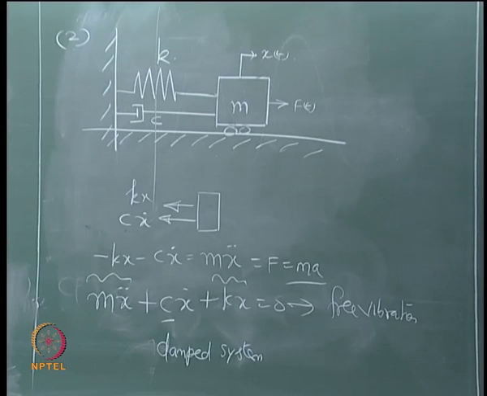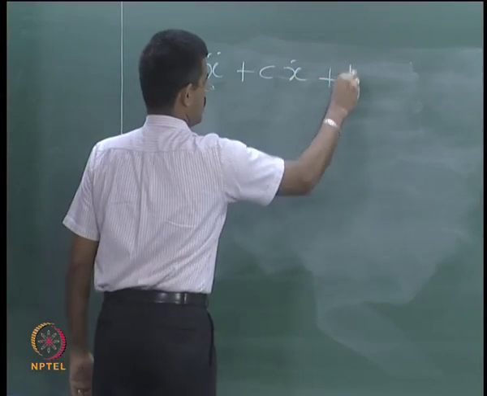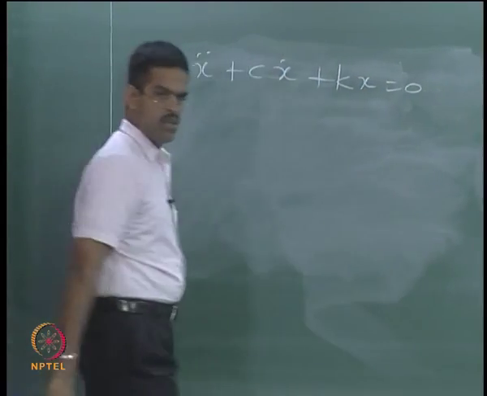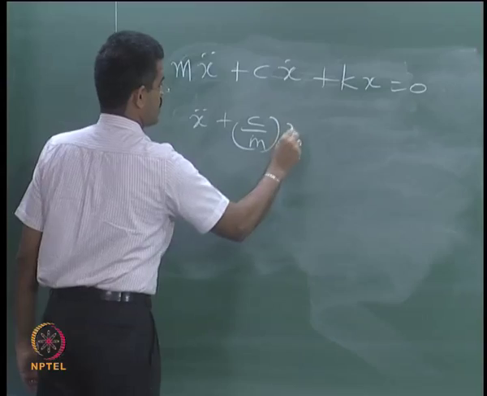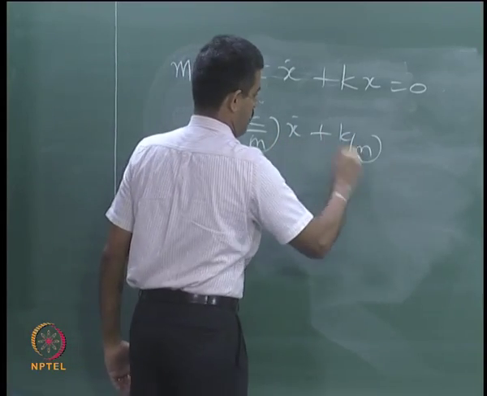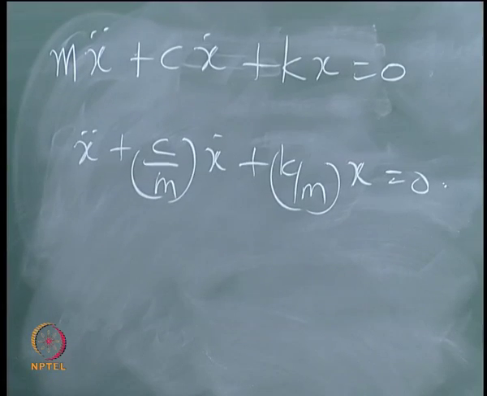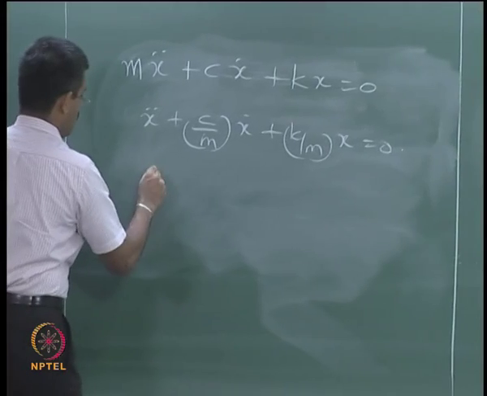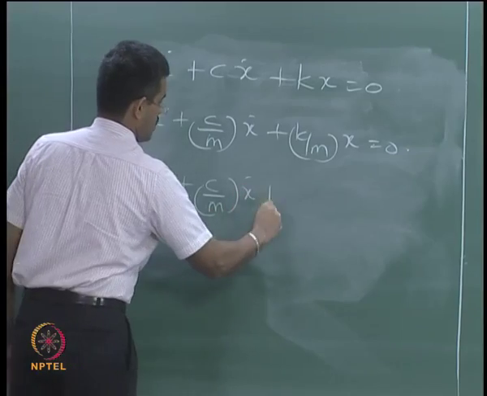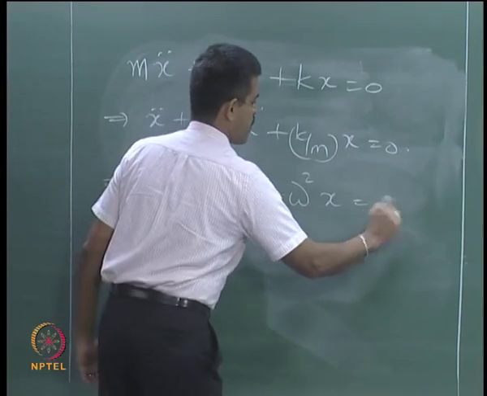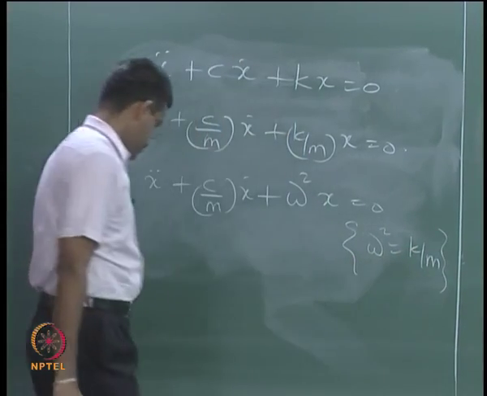I am rewriting the same equation back again here. So m x double dot plus c x dot plus k x is 0, divide by m. So, x double dot plus c by m of x dot plus k by m of x is 0. So, x double dot plus c by m of x dot plus omega square of x is 0, where omega square is considered as k by m.